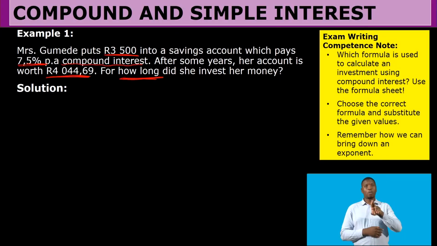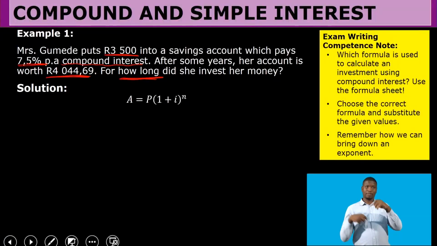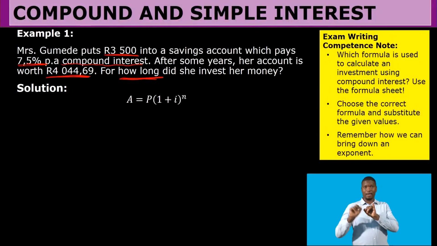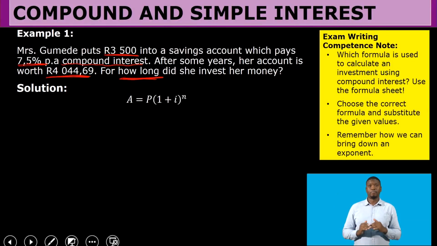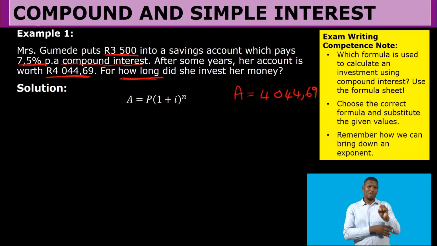Now, remember, if it is a compound interest, then we use the formula that says A equals P, open bracket, 1 plus i, close bracket, exponent n. Then we just need to substitute our values. And in this case, the future value is the money that is obtained after this number of years, and that would be the 4,044 rands and 69 cents.